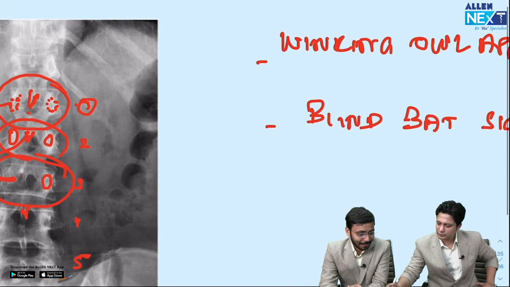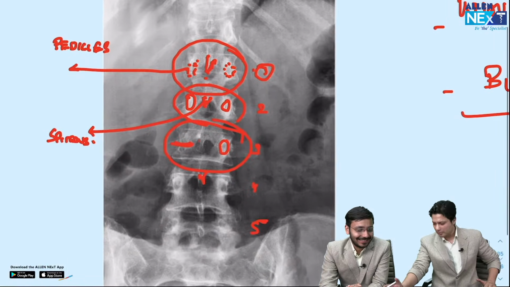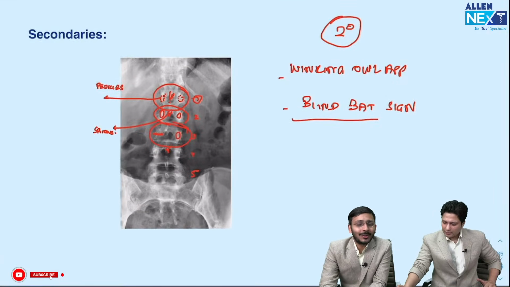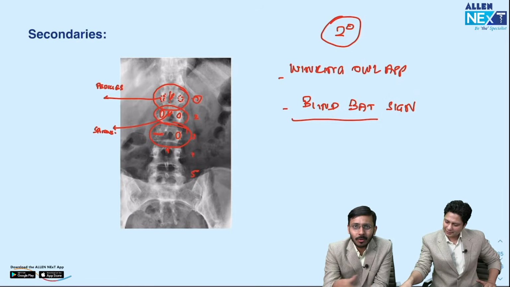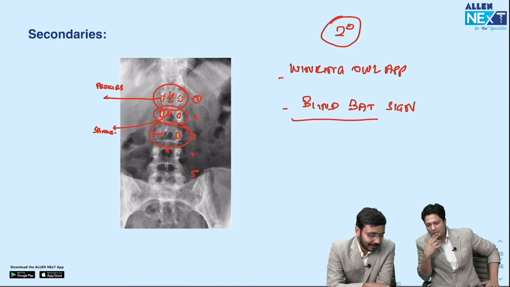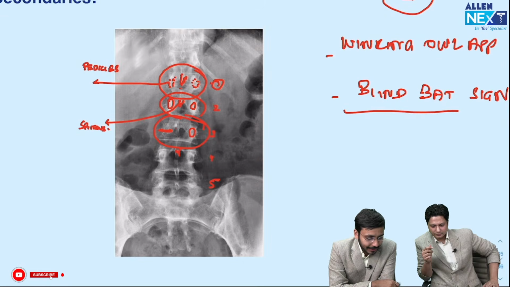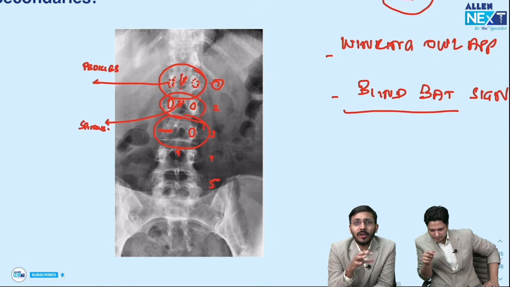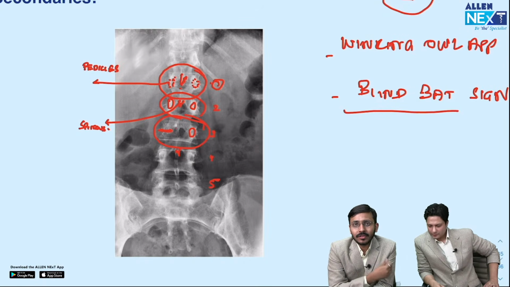Blind bat sign means when both the pedicles in a single vertebra are not visualized. So it's not important to per se remember the name of the sign. These are not asked nowadays. In earlier questions it used to be, but the important thing to remember on X-rays is that the involvement of pedicles is much more easily seen on X-rays in cases of multiple myeloma.